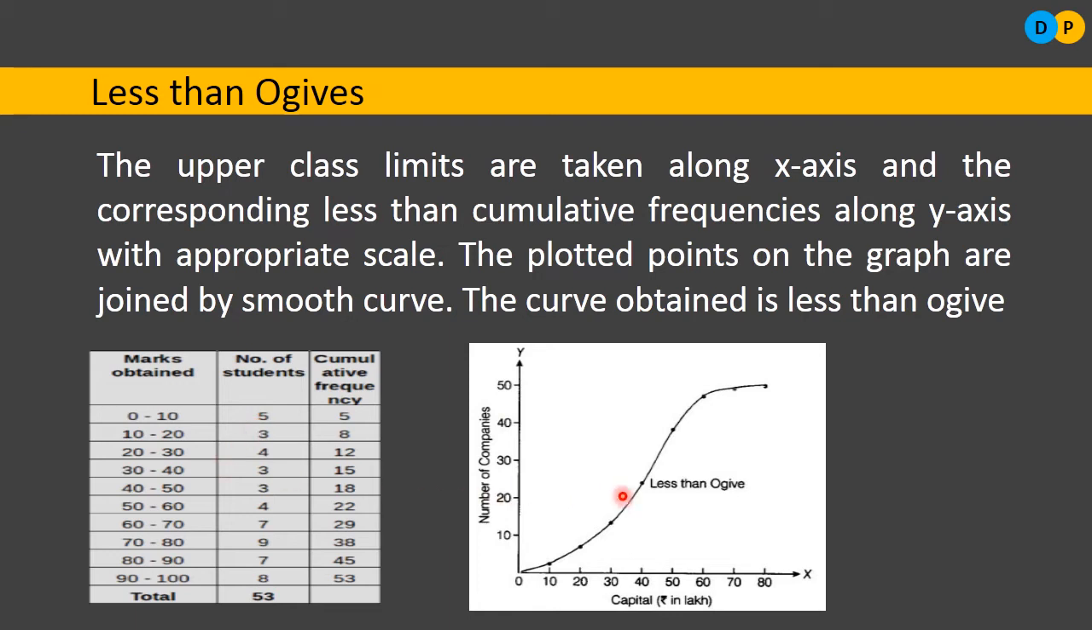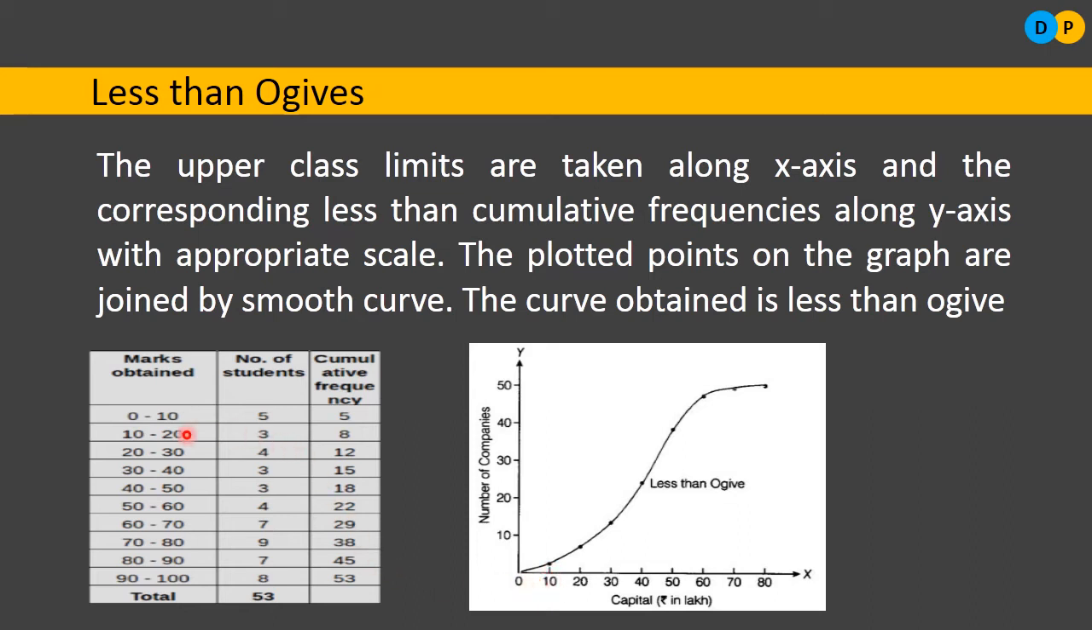Okay, these are two different representative diagrams. But here, how are you going to construct a less than ogive? The upper class limits are taken along the x-axis and the corresponding less than cumulative frequencies are taken along the y-axis with appropriate scale. Then the plotted points on the graph are joined by a smooth curve.